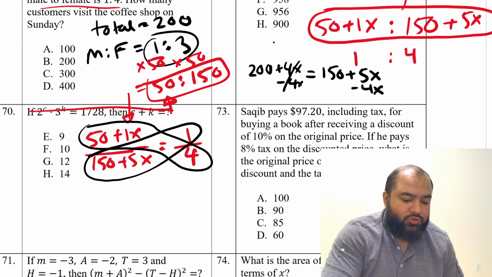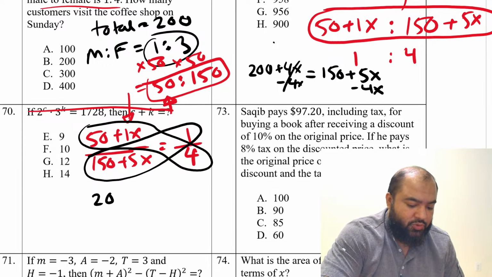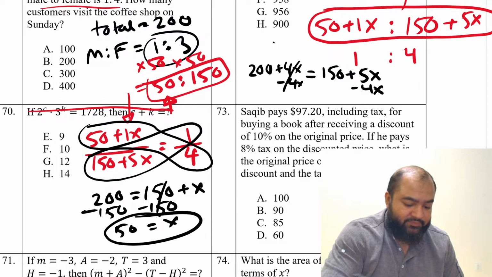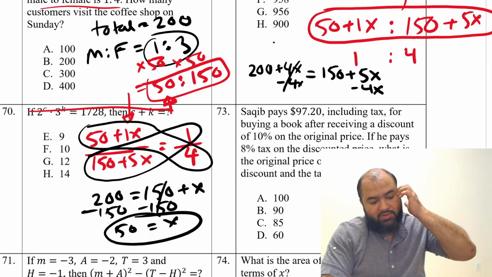I get 200, right? I'm going to do it here. So 200 is equal to 150 plus x. So minus 150 both sides. So x is 50. Now what is the question asking?